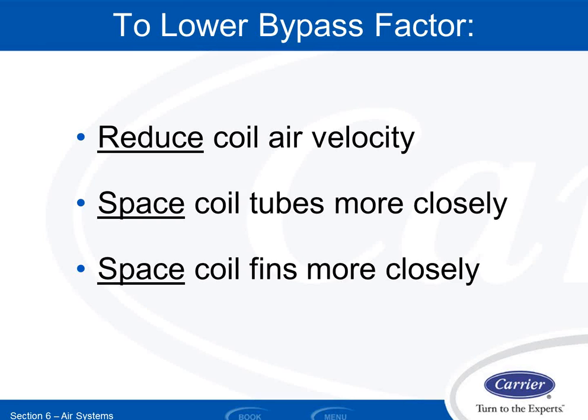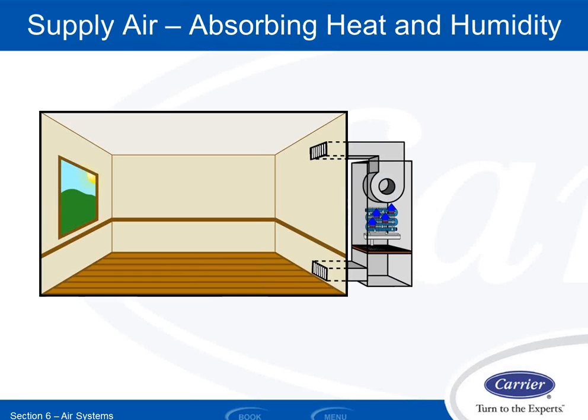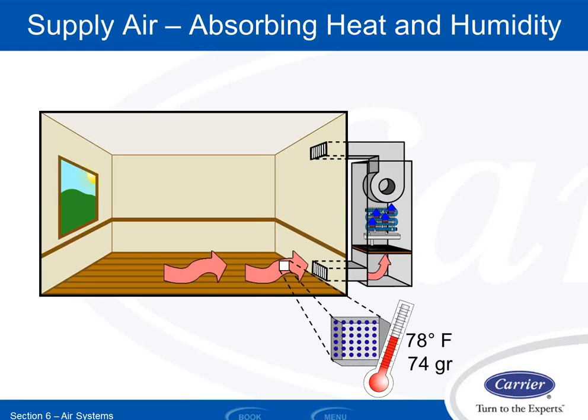So more rows of coil, spacing the rows more closely together, spacing the tubes more closely together, spacing the fins more closely together, and reducing airflow. All those things can contribute to me doing a better job of reducing my bypass factor, which improves my dehumidification ability. However, like I said, there is a penalty for airflow if I have too many fins per inch.